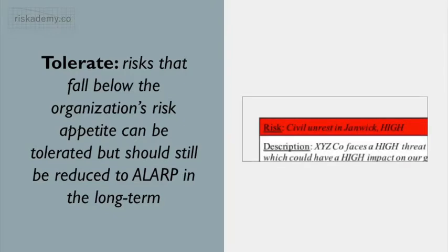During the assessment, the company assessed the risk in Jamwick as high, which exceeds its risk appetite, so the risk cannot be tolerated in the long term. In the short term, the risk will have to be tolerated, but it is prioritised for action.